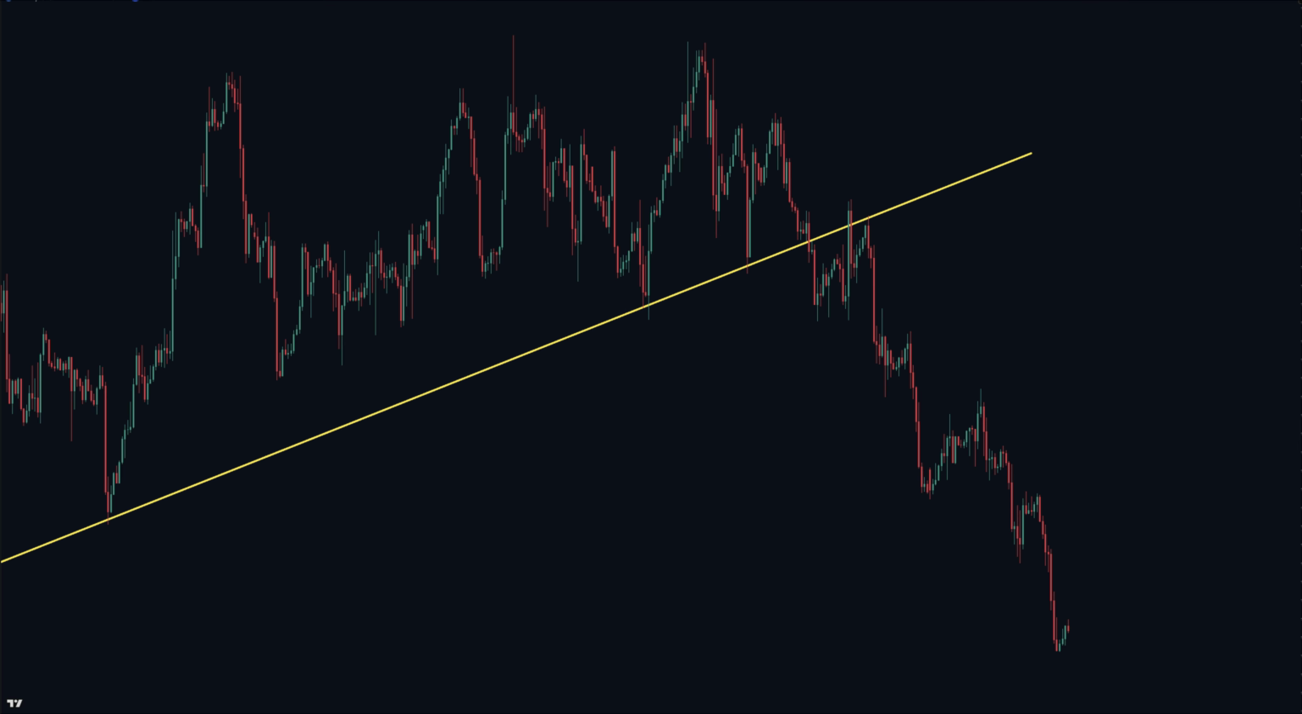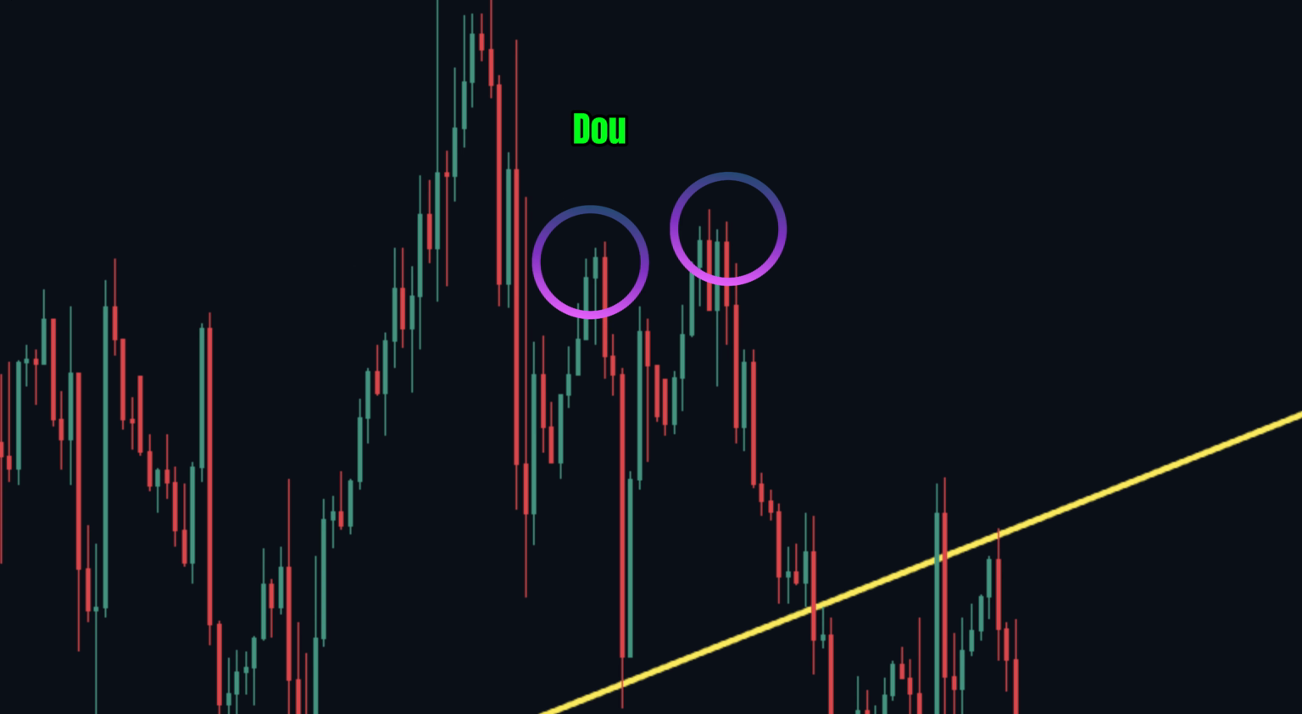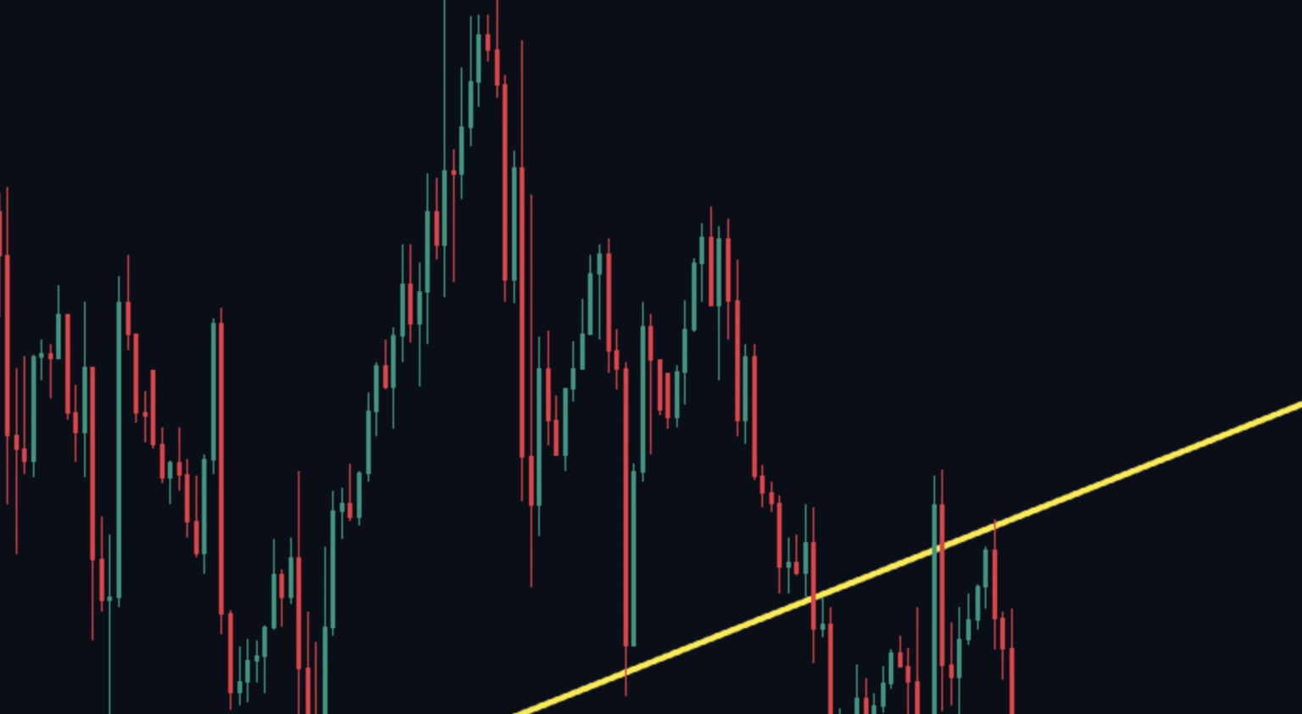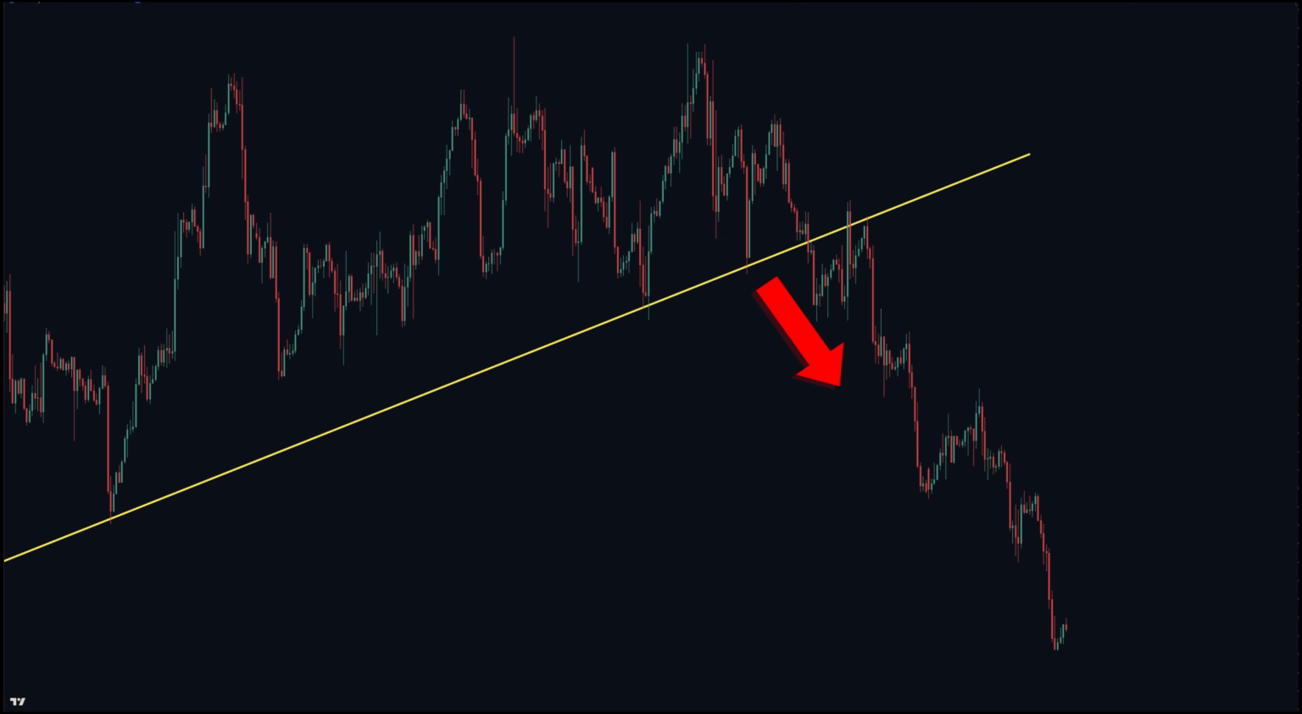Back to the first example. The market was trending up, but then it formed a double top. That's a clear signal that buyers are struggling. Then price breaks below the trend line. Now we have two confirmations, momentum loss and trend line break. That's a strong sell setup.